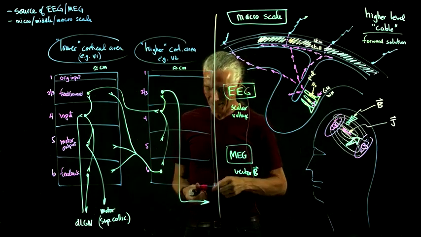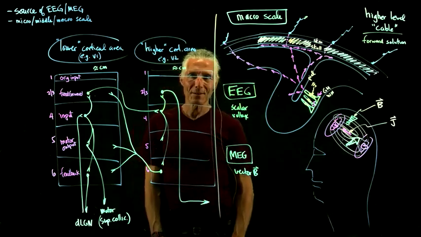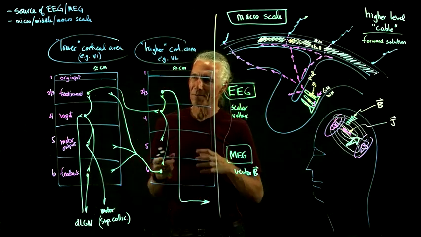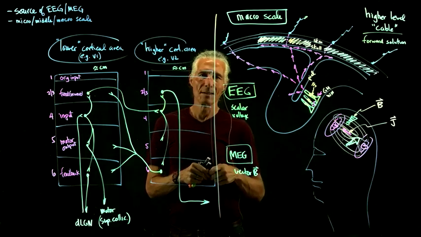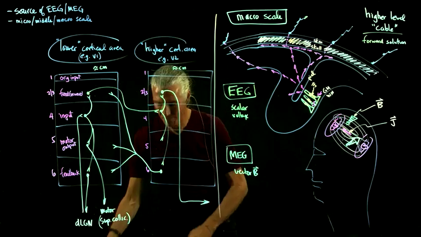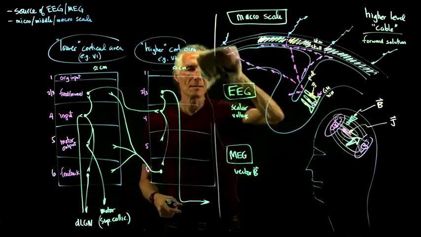Okay, I think that's the end of that. So that was the micro, middle, and then macro scale of what we're actually recording when we record EEG. So any questions about that?